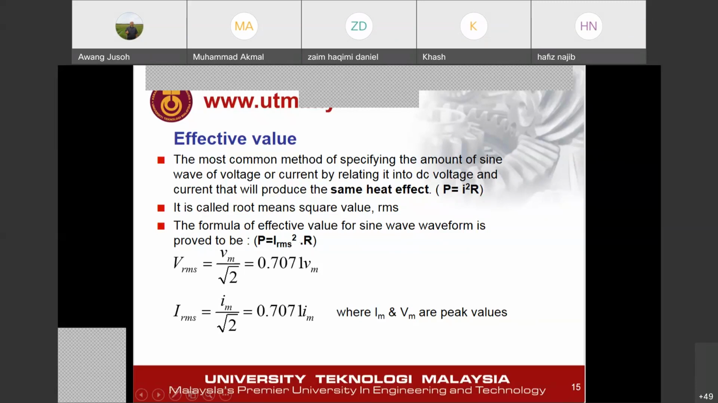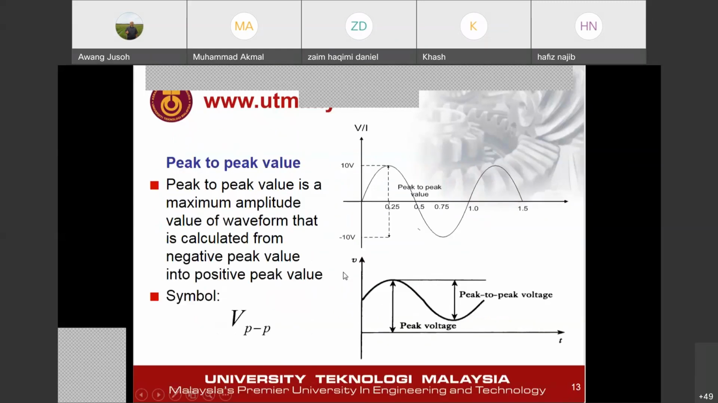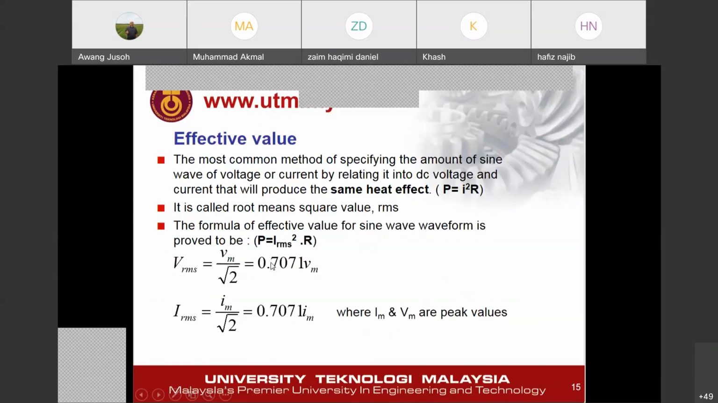So if we have a purely AC sine wave like that, you want to find the effective voltage for this AC waveform. The formula is given by this one. Simple, just divide by square root of 2. Then you get the effective value of voltage for that particular signal. Okay, simple, right? Then 0.707.